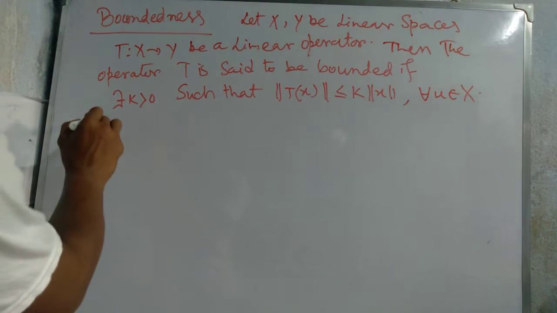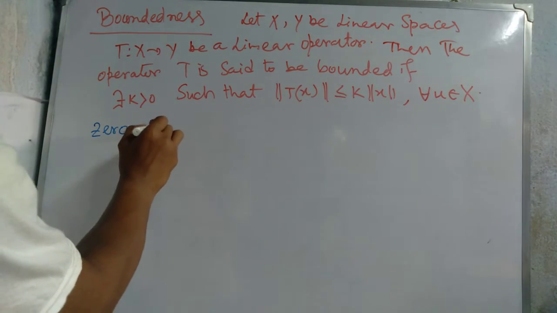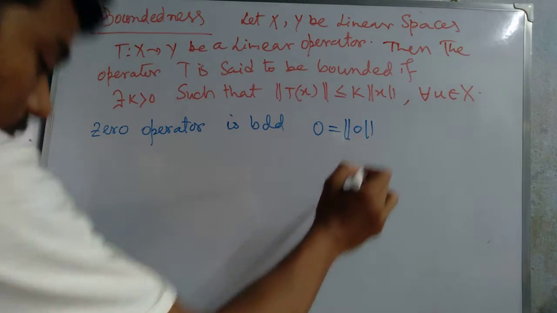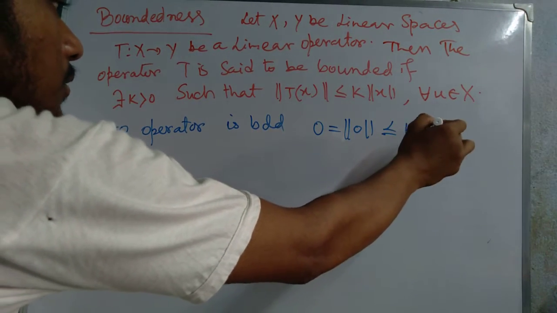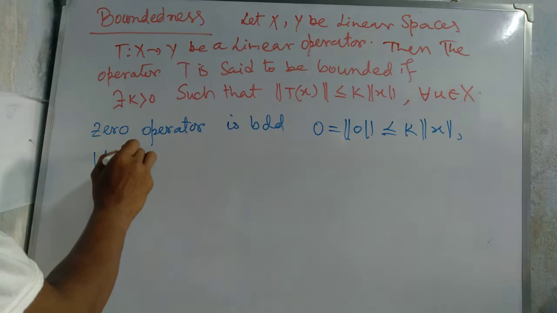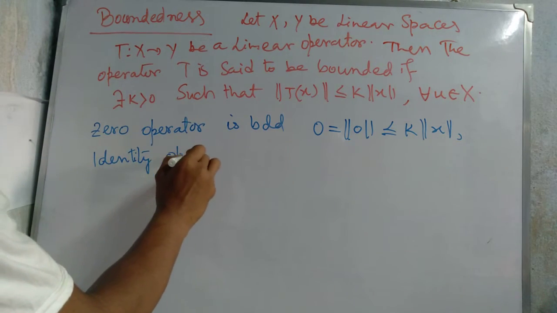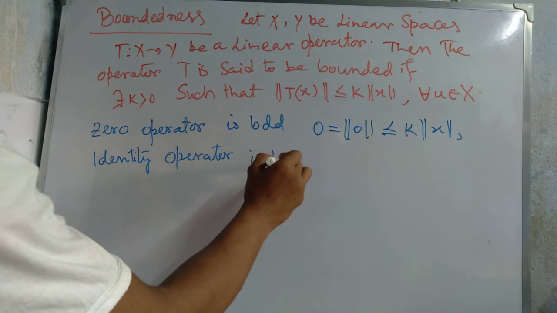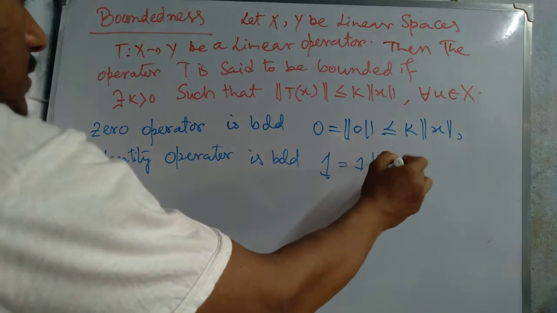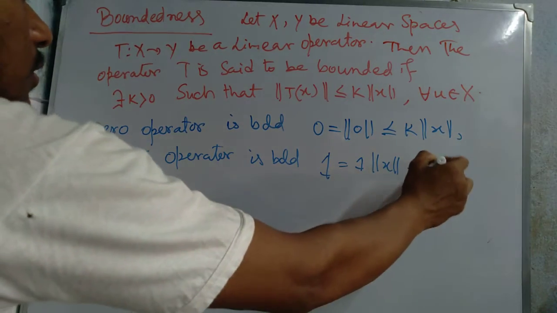Now we talk about the zero operator. The zero operator is also bounded. When the zero operator is bounded, 0 equal to norm of 0 is less than or equal to k norm of x, for all x belongs to X. Again, the identity operator is bounded. Then norm of 1 times x equal to 1 times norm of x, equal to norm of x.